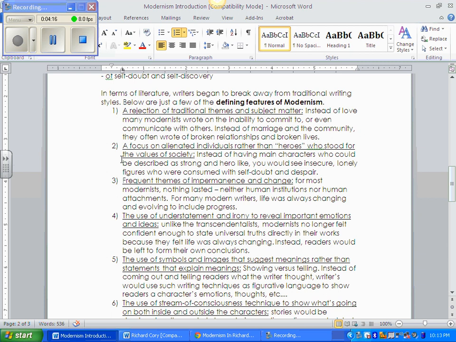Human institutions are things that we as human beings have created, like school is an institution. So according to them, nothing ever lasted. Eventually, all things come to an end. The key one there is that they felt that human attachments don't last either. So again, going with this idea of broken dreams, broken relationships, our attachment to one another, according to the modernists, never lasts. So to continue with the definition, for many modern writers, life was always changing and evolving to include progress.